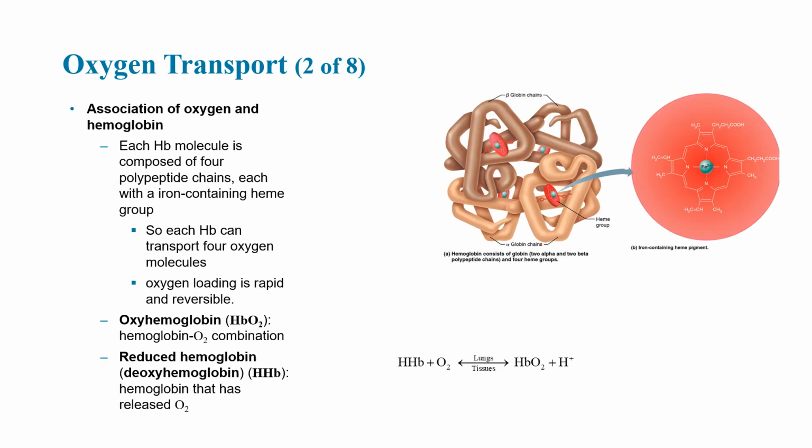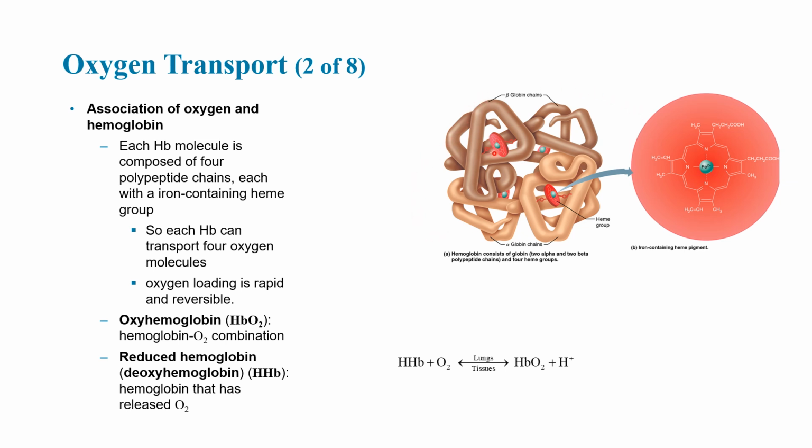Now we know that each hemoglobin molecule is composed of 4 polypeptide chains, and each polypeptide chain contains a heme group, and each heme group contains one iron molecule, and this iron molecule attaches the oxygen. So if there are 4 polypeptide chains, there are 4 heme groups and 4 iron molecules. It means that one hemoglobin molecule carries 4 molecules of oxygen. Okay, so one hemoglobin molecule carries 4 molecules of oxygen.